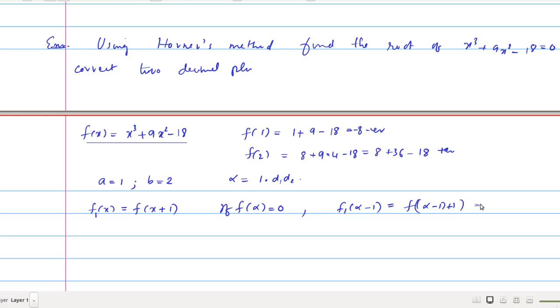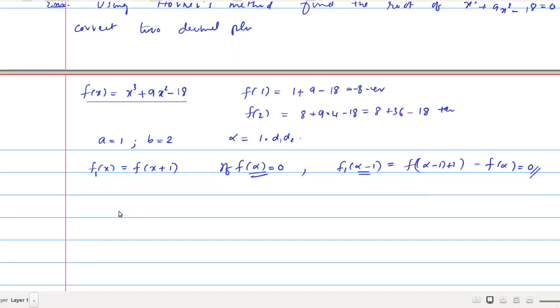Okay, that is equal to f of alpha, that is equal to 0. If we have an equation where f of alpha is 0, what should we do to get the equation whose root is alpha minus 1? We just replace x with x plus 1 in the function. So how will you get this f1 of x? f1 of x is replacing this equation by x plus 1. So x plus 1 whole cube plus 9 times x plus 1 whole square minus 18. So this is our new f1 of x.